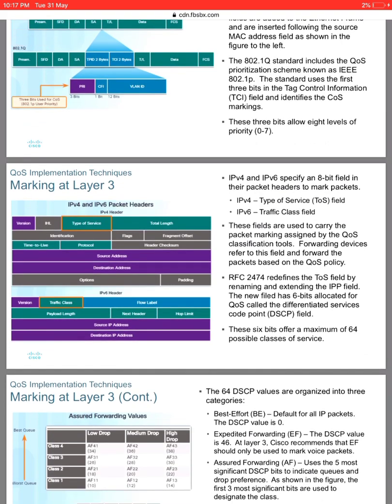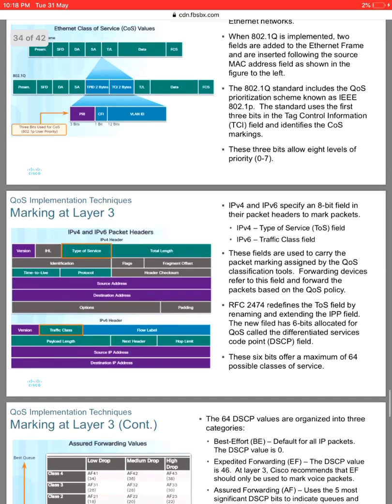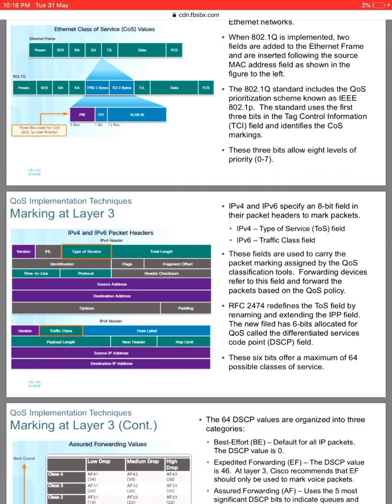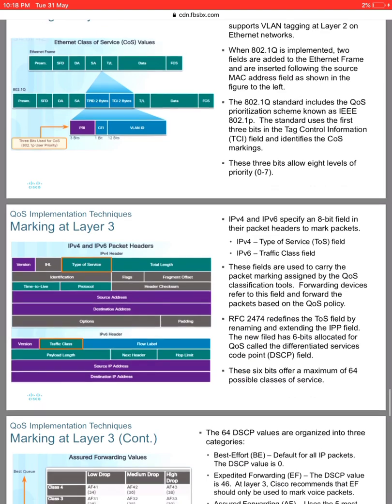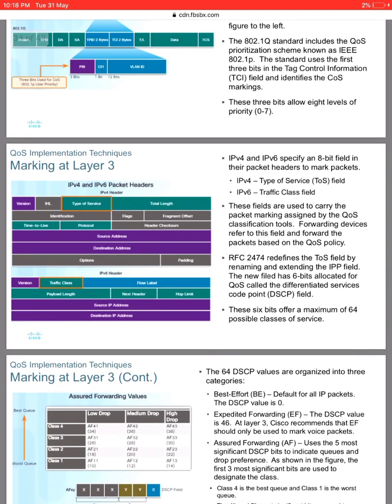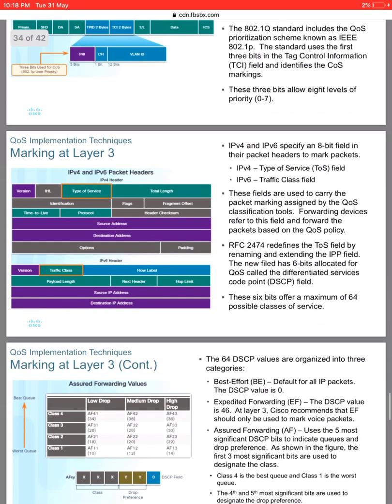The 802.1Q standard includes a QoS prioritization scheme known as IEEE 802.1p. The standard uses the first 3 bits in the tag control information to identify the QoS markings. These 3 bits allow 8 levels of priority. Only 3 bits, guys. Even though many devices are connected, it is only 3 bits. The PRI, DEI, and the VLAN ID. The 3 bits are used for the QoS.